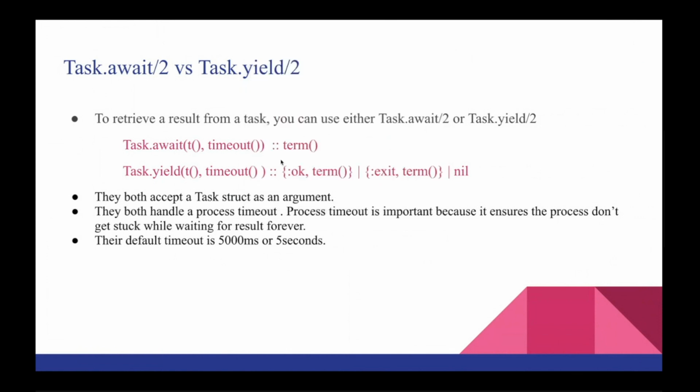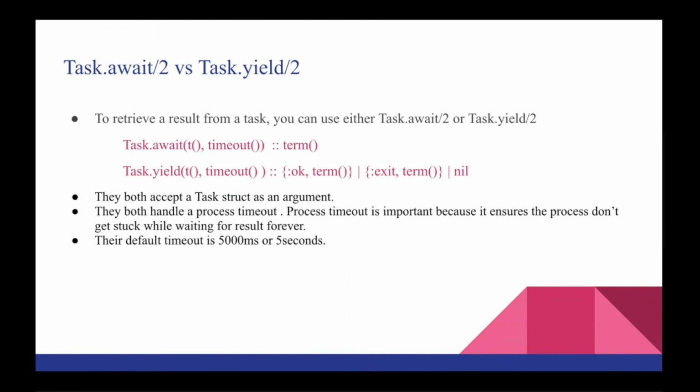So they both handle a process timeout, and this process timeout is very important because it ensures that the process doesn't get stuck while waiting for a result forever. So you don't want your task to run forever, just waiting on an endless loop that will never return a result. So the default timeout that applies in both is 5,000 milliseconds or 5 seconds.